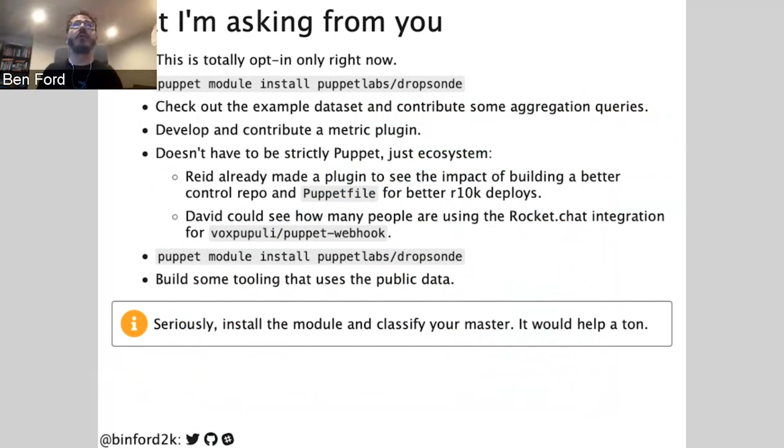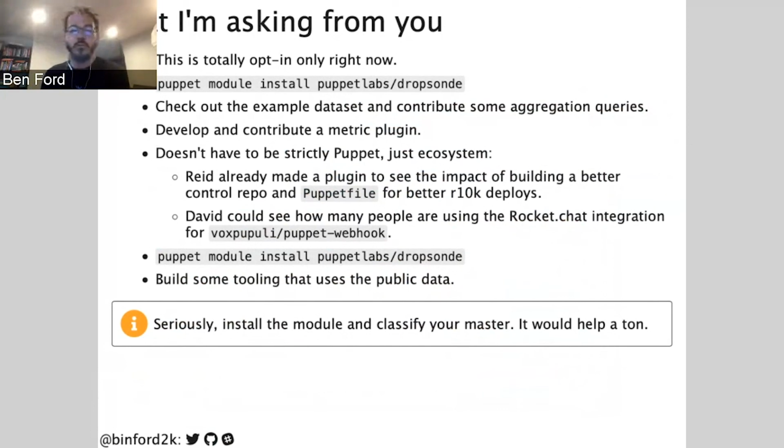Like, for example, Reid already made a plugin that helps him to see the impact of building a better control repository layout and a different type of Puppetfile that'll let you more easily manage R10K deploys. That was a little teaser. He's working on that, and I hope that he'll do a presentation about it in the next couple of months, but I'll leave that for him to reveal. Or David could look at the Puppet webhook project and see how many people are using the different kinds of ChatOps integrations.